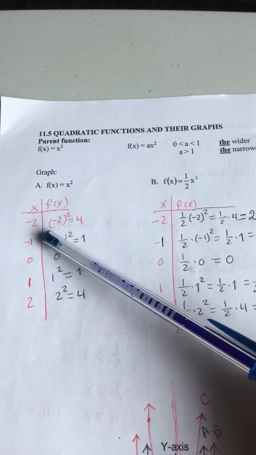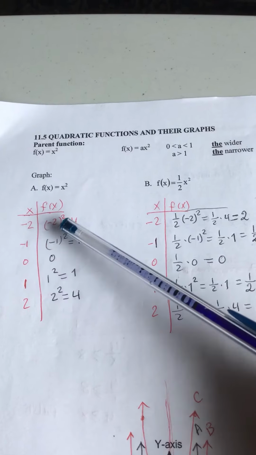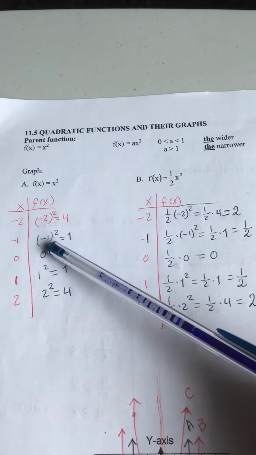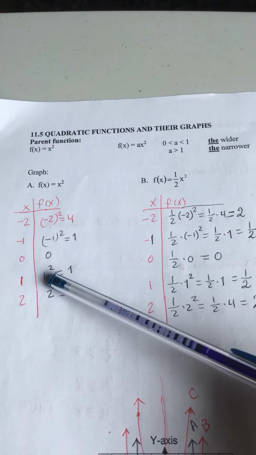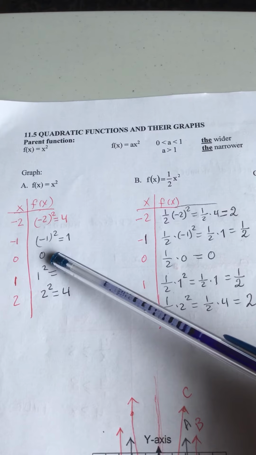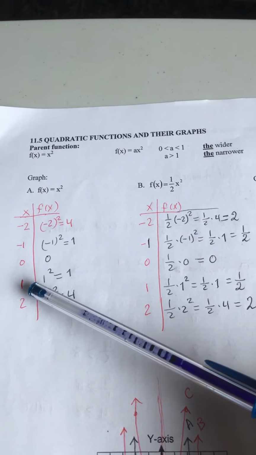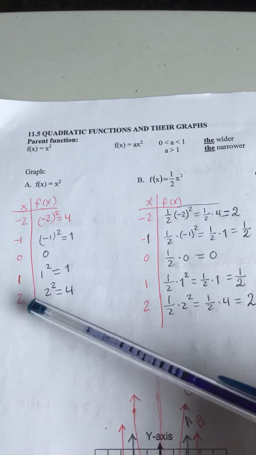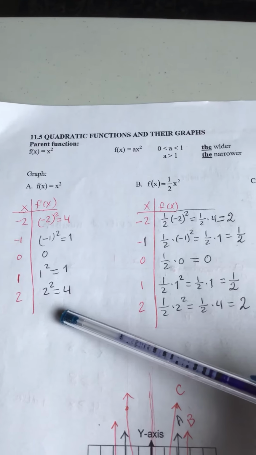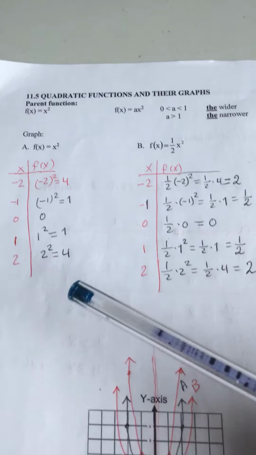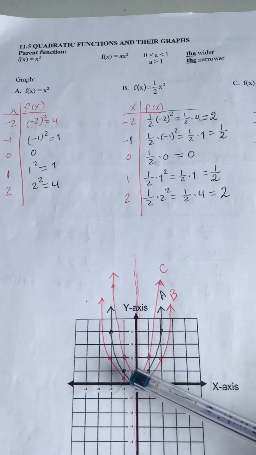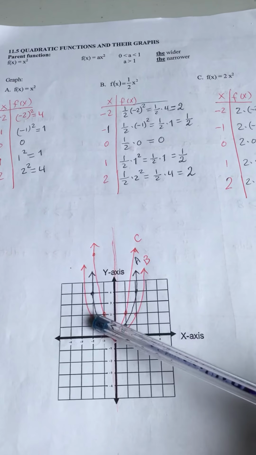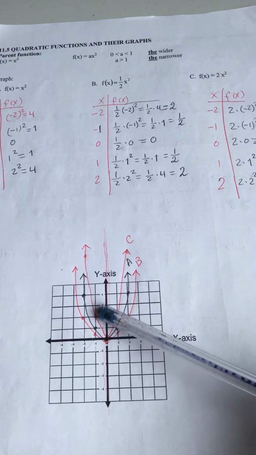So if x equals negative 2, x squared equals 4. If x equals negative 1, negative 1 squared is 1, and so on. If x equals 0, f of x equals 0. If x equals 1, f of x equals 1. And if x equals 2, 2 squared equals 4. So the graph for this function is this one, A. This is a parabola that opens upward.